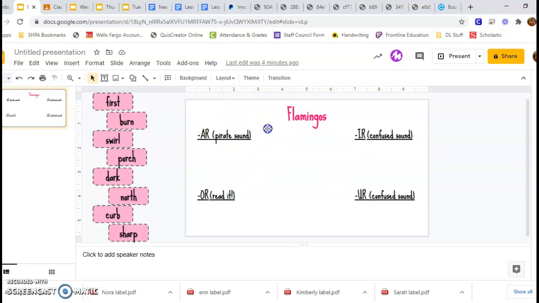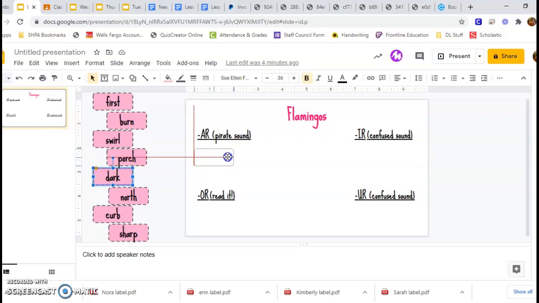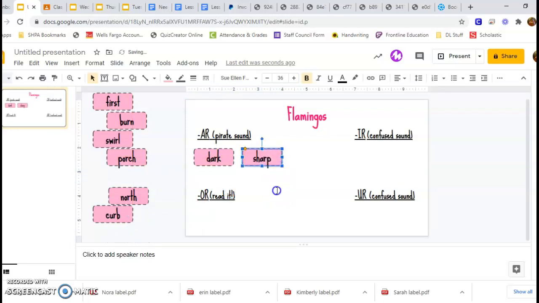All right, let's sort some words. So which words do you see that have the AR, the pirate noise? We have first, burn, swirl, porch, dark, north, curb, and sharp. There should be 2. Did you find them? Good. Dark. Hear how it has the pirate noise? And sharp. Also the pirate noise. Very good.